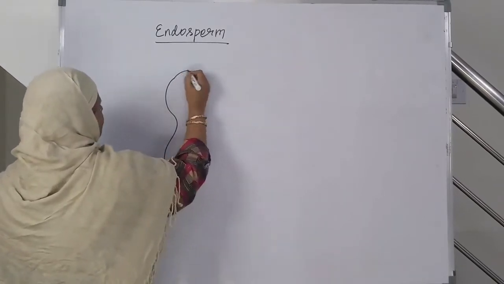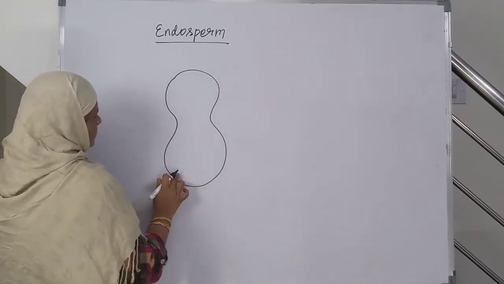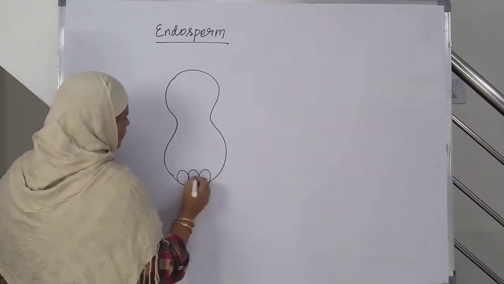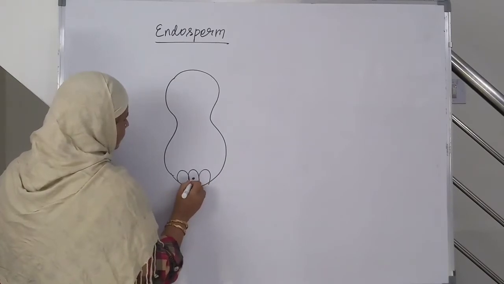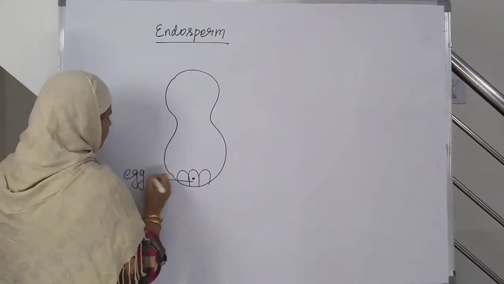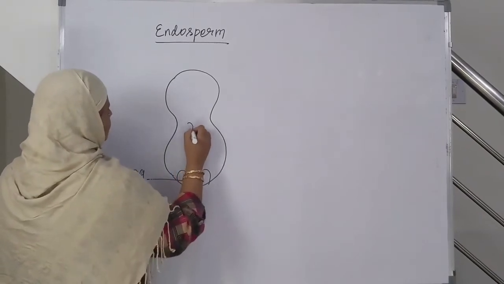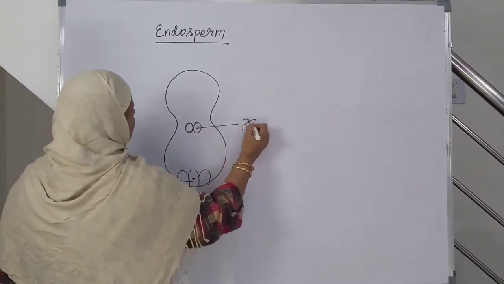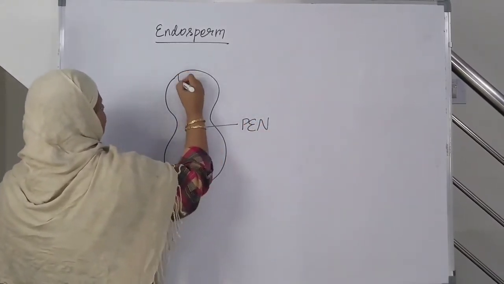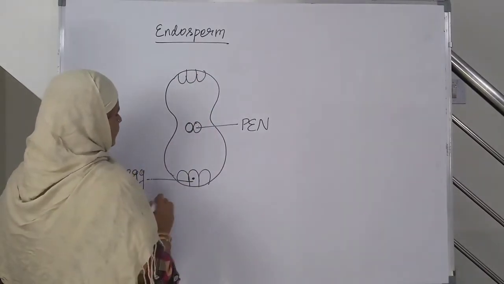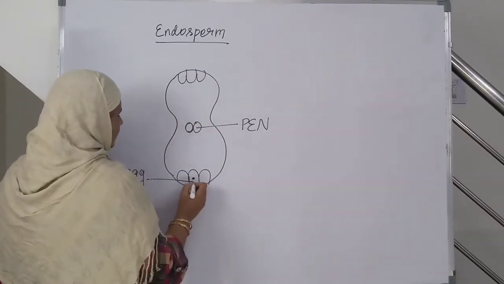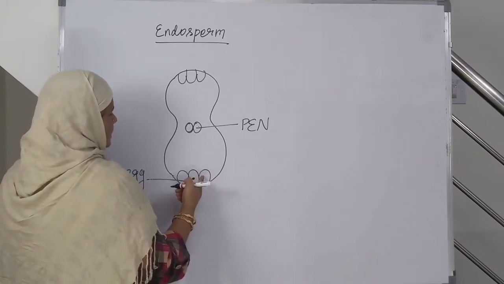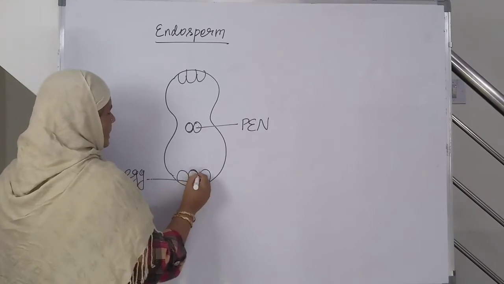In the embryo sac, here two synergids, one egg and two synergids. This is the primary endosperm nucleus. These are antipodals. During the fertilization, two male gametes are liberated here in the synergids. In that, one will fertilize the egg.